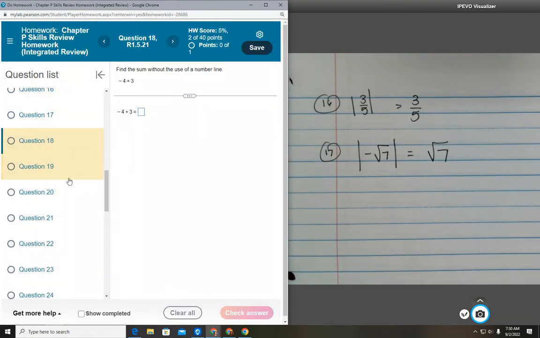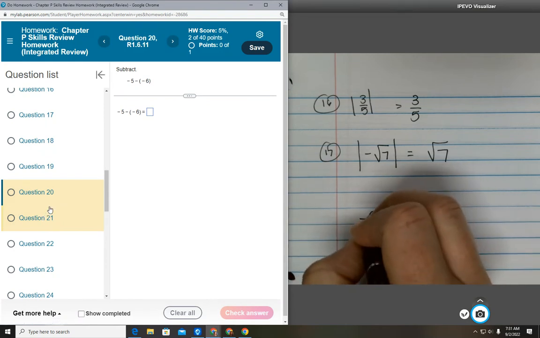Find the sum without using a number line. When adding with different signs, you add or subtract depending on whether the signs are the same or different. These are different signs, so you're going to subtract them and keep the sign of the larger. Those are order of operations. Make sure you do it from left to right.